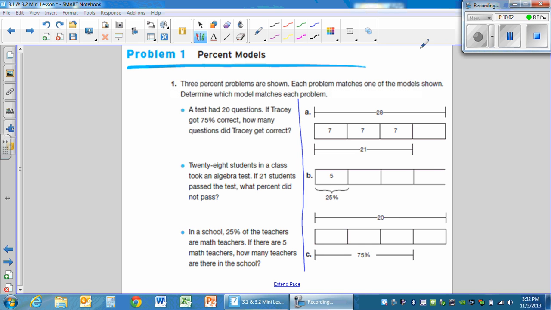Problem 1 asks you to match a percent problem on the left with a percent model on the right. So I want you to go through and read the percent problem and try and figure out which model it matches up with. So write your answer down here, either A, B, or C, and then move on to the next one. Read the percent problem and match it to a model on the right. And again, write your answer of A, B, or C. When you think you have your answers correct, press play.